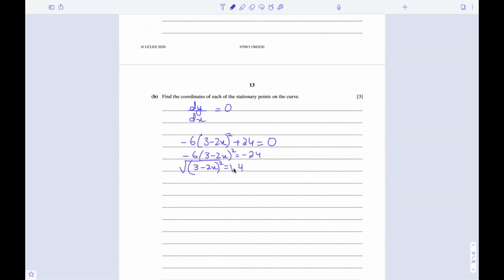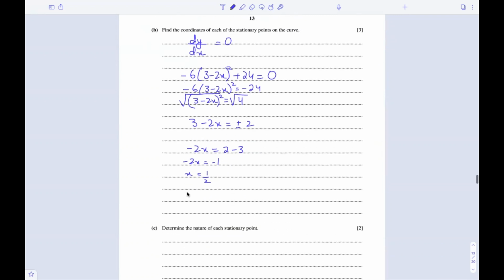Taking square root on both sides, we have 3 minus 2x is equal to plus or minus 2. So we have minus 2x is equal to 2 minus 3, minus 2x is equal to minus 1. So x is equal to positive 1 upon 2. And the second value of x would be minus 2x is equal to minus 2 minus 3, which will be minus 5 upon minus 2, which is positive 5 upon 2.